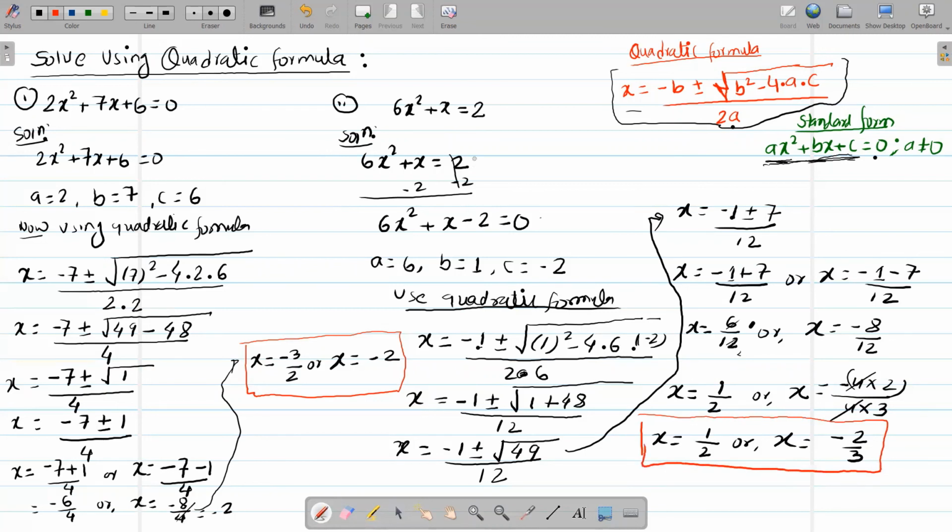So in this way you can solve the quadratic equation using the quadratic formula.